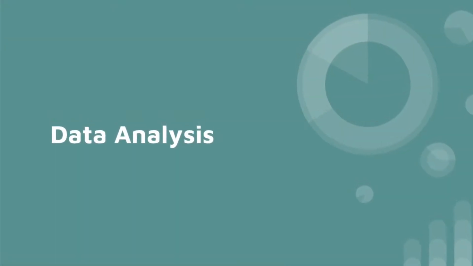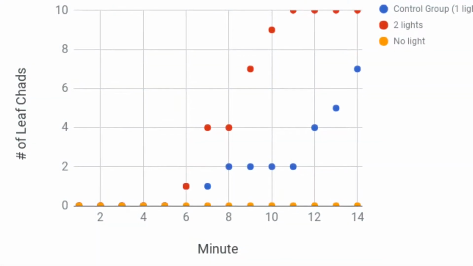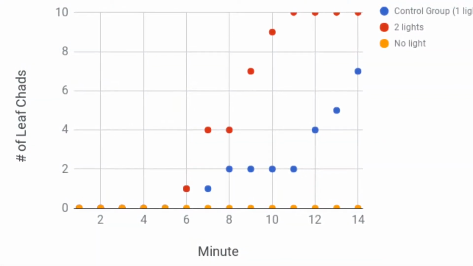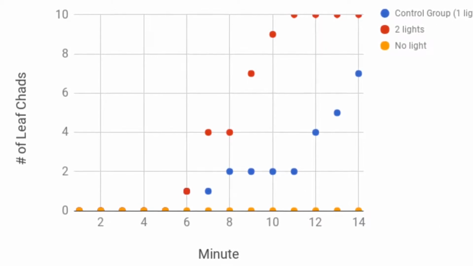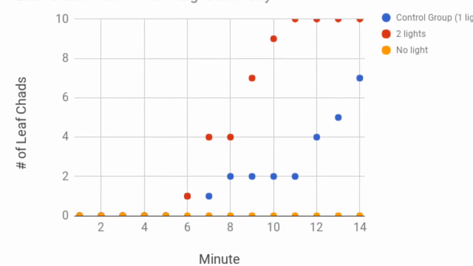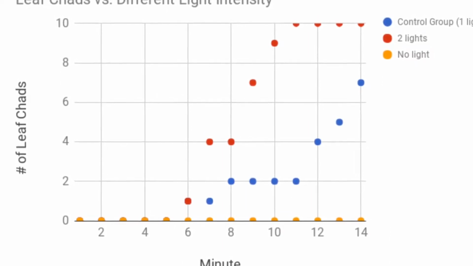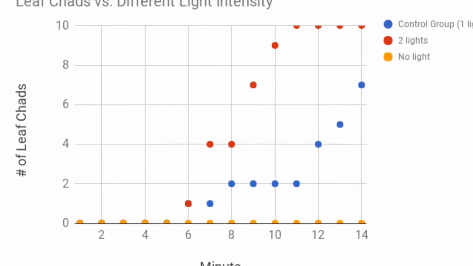In the lab with the light intensity variable, the group of leaf chads that had exposure to two lights had more leaf chads float up to the top than the leaf chads that had no exposure to direct light. By the end of the 15 minutes, all 10 leaf chads with more light exposure had floated to the top, while the leaf chads that had no exposure at all didn't float at all.